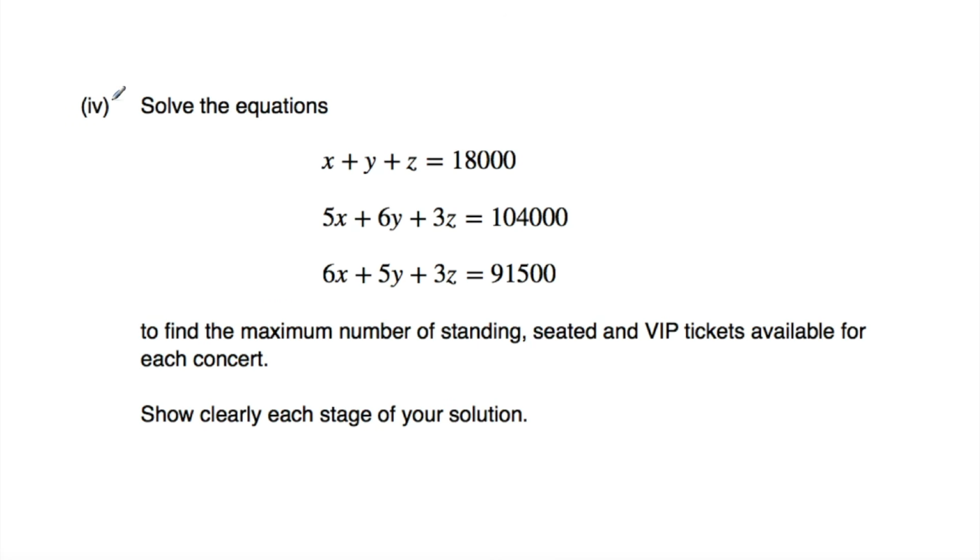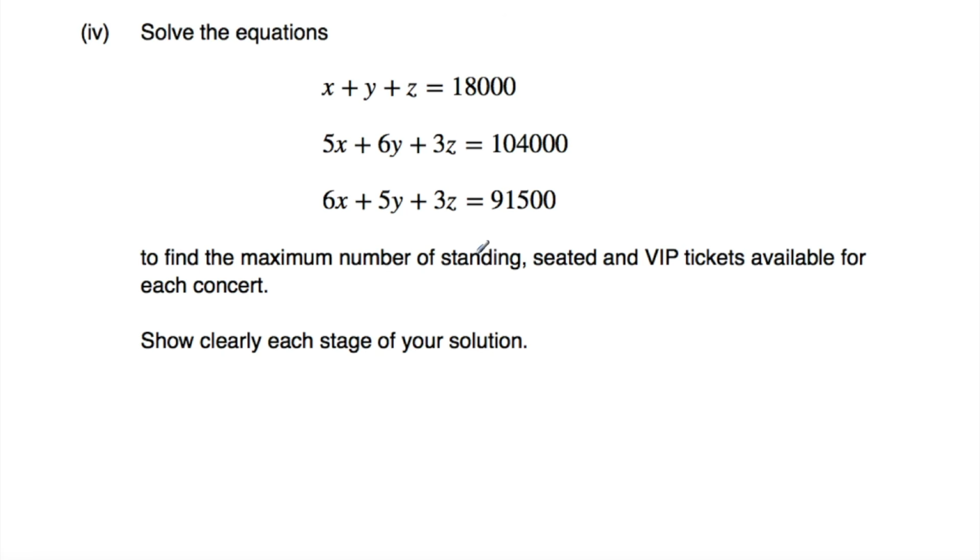And then finally, part 4, we've been asked to solve the simultaneous equations to find the maximum number of standing, seated and VIP tickets available for each concert. So in other words, x, y and z. Okay, so let's start off with these. Let's see what we can eliminate. I'm looking here at the z's. So let's multiply the top equation by 3 to begin with. So it's going to be 3x plus 3y plus 3z equals, and then 18,000 times 3. So 18,000 multiplied by 3 is 54,000.